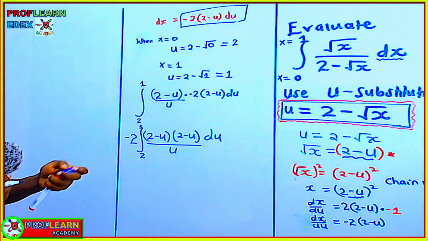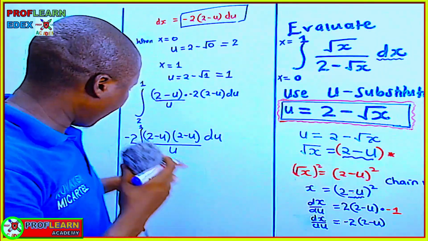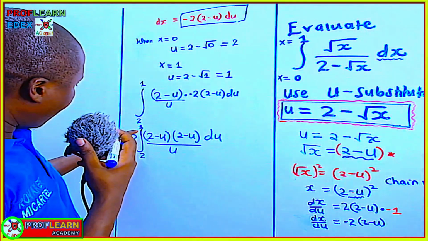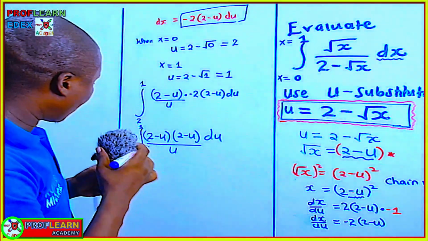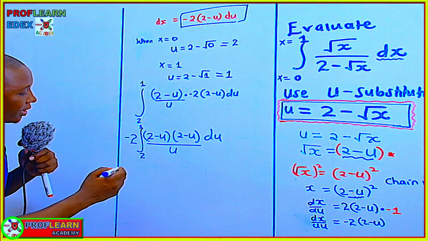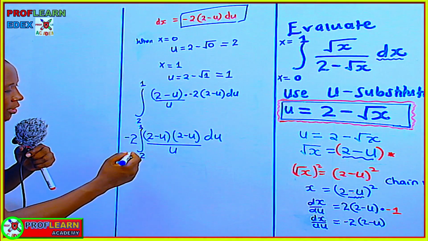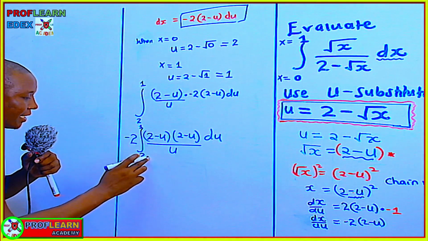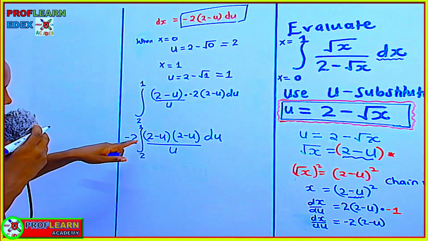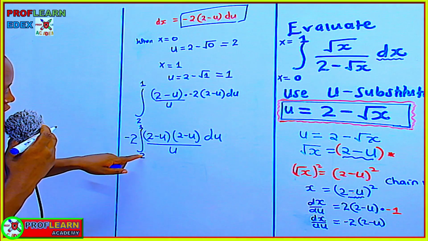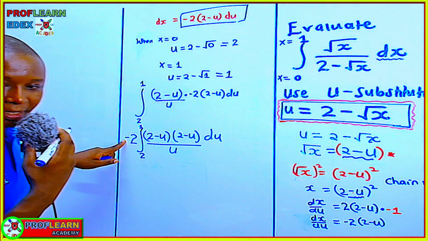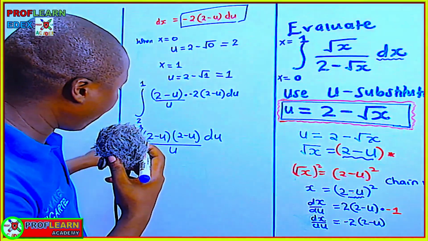So you see the bigger number here is the lower limit, and the smaller number is at the top. If we switch those numbers, we are going to change the sign of the integral to a negative sign. And if you introduce that negative sign by switching the positions of 1 and 2, it will also affect this negative sign that we are having at this given point. So we are going to have positive 2 here.